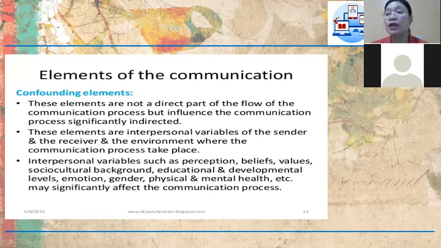Interpersonal variables such as perception, beliefs, values, sociocultural background, educational and developmental levels, emotion, gender, physical and mental health, and others may significantly affect the communication process. Okay? So these are the elements of communication. For the communication process to be effective, there should be the presence of these elements of communication.